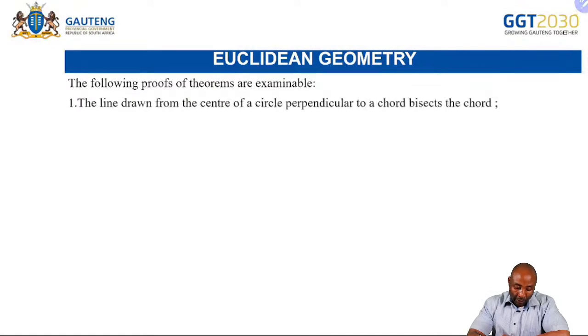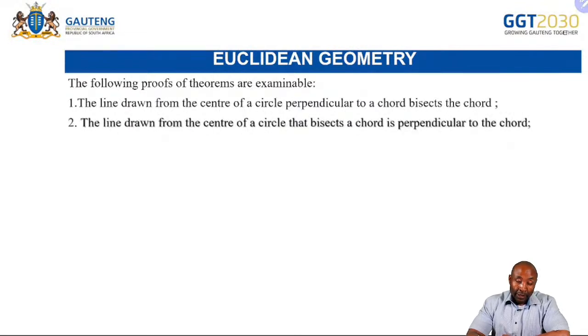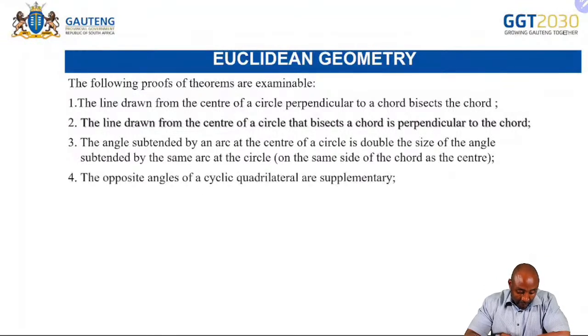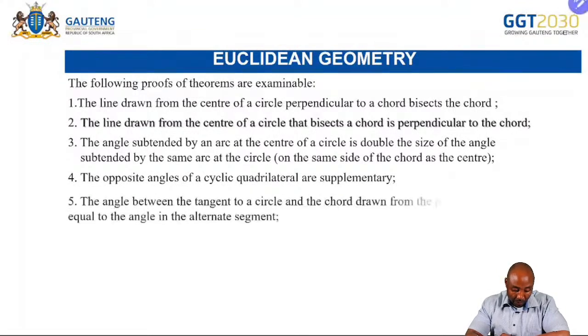So the examinable theorems: the line drawn from the center of a circle perpendicular to a chord bisects the chord. That is the first one. The line drawn from the center of a circle that bisects a chord is perpendicular to the chord. This was added in 2021 in our examination guidelines. The angle subtended by an arc at the center of a circle is double the size of the angle subtended by the same arc at the circle or at the circumference. The opposite angles of a cyclic quadrilateral are supplementary. We are going to prove that one.